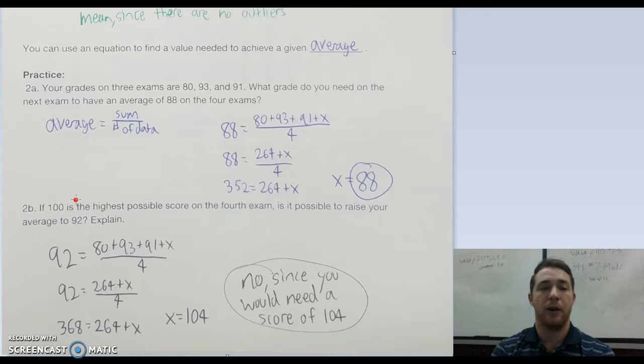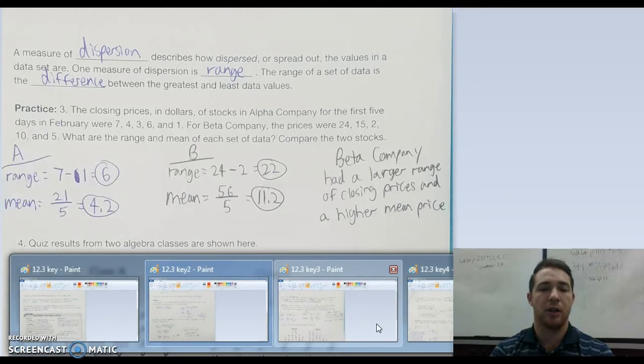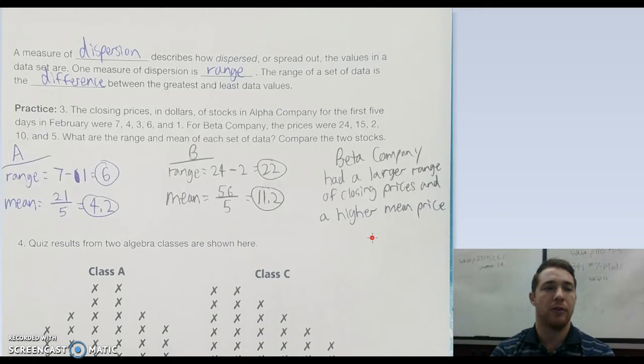So we know that if 100 is the highest possible score, and we need 104 to get an average of 92, that would not be possible. So we can't score high enough on that last test to raise that average to a 92. So we're still using that same average equation, just trying to find a missing score instead.